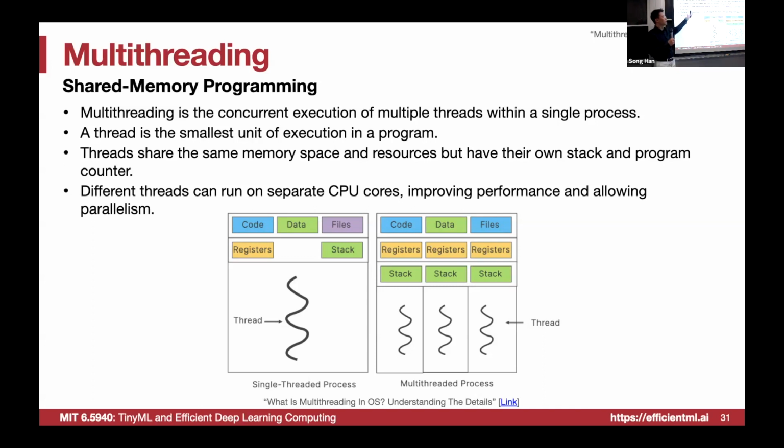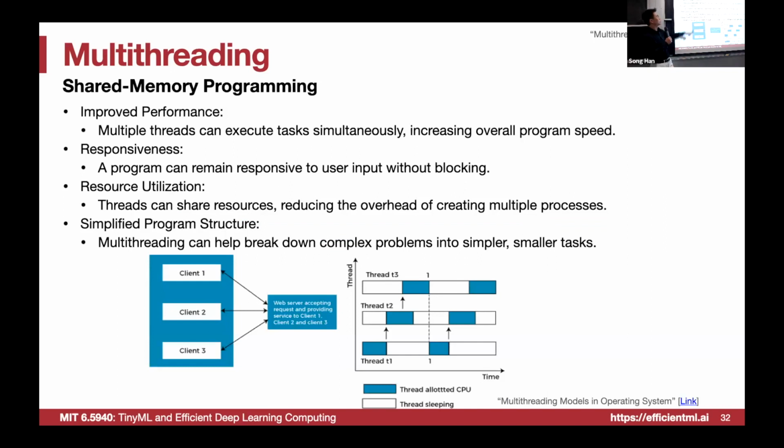Different threads can run on separate CPU cores. And when one thread is blocked, for example, by disk access or IO access, other threads, even on the same CPU, on the same resource, can get unblocked and avoid such blocking. So that improves performance by using multiple threads to execute the task simultaneously, improves responsiveness to the user without blocking, and improves resource utilization. If one thread is blocked, the other threads can continue.